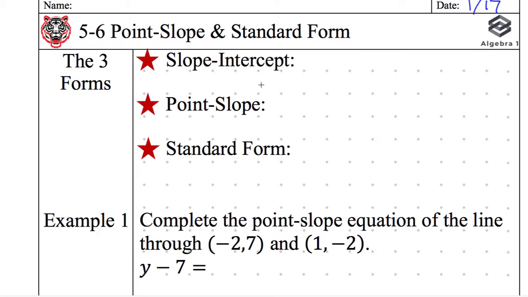All right, so 5-6, point-slope and standard form. We've already learned one form, slope-intercept form. We're going to learn two more today. So what is slope-intercept form? Pause the video, write down what slope-intercept form is. All right, you've unpaused the video. y = mx + b. And let's go ahead and label what we know. We know that m, this guy right here, is our slope. And b is our, you should be thinking, yeah, that's right, y-intercept.